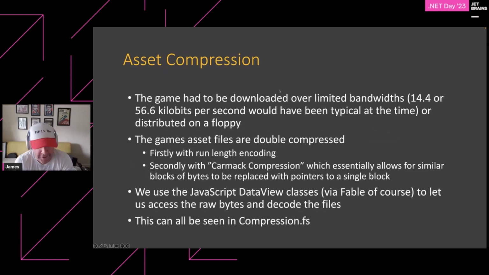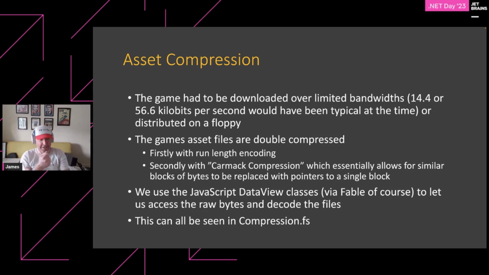I want to talk about this because I think it's really interesting. At the time, the game had to be downloaded over really small bandwidths. I think I had a 14.4 baud modem at the time, which is puny. Even my rural broadband has more. Or it was distributed on a floppy, so you had to squeeze things down. And I know it's still the case now. Obviously we've got graphics cards which support texture decompression and things. It's still a problem today, because things are much bigger. The asset files are double compressed.